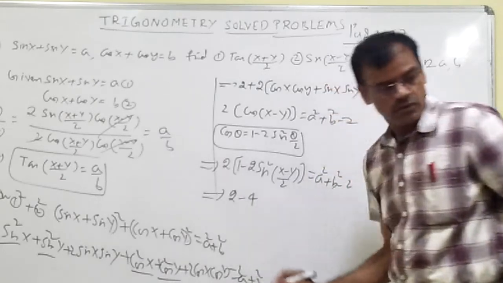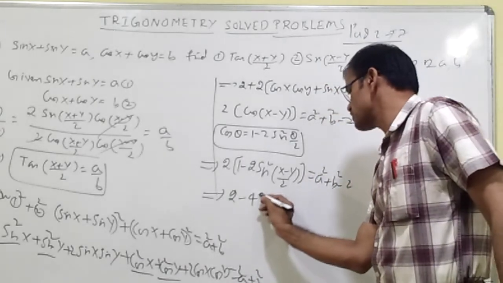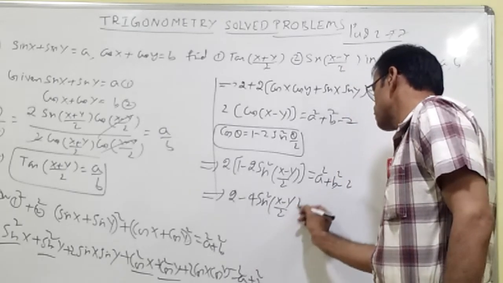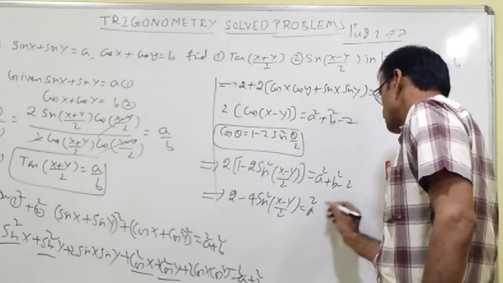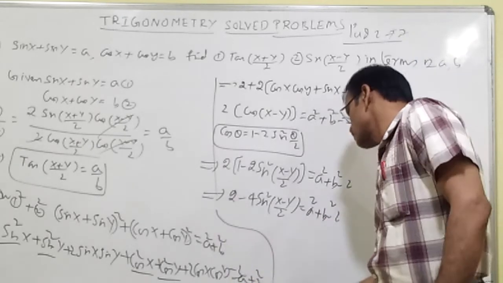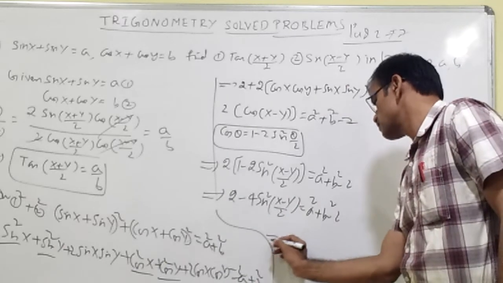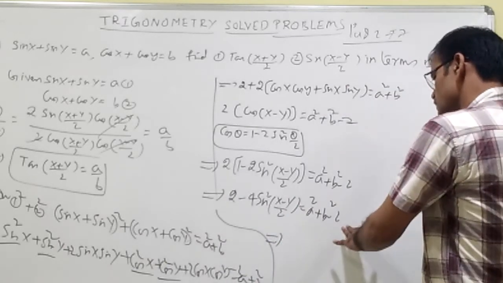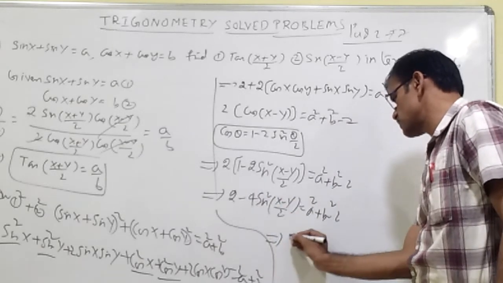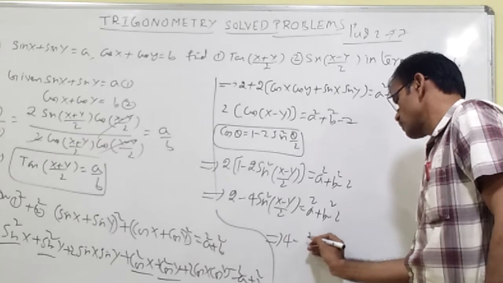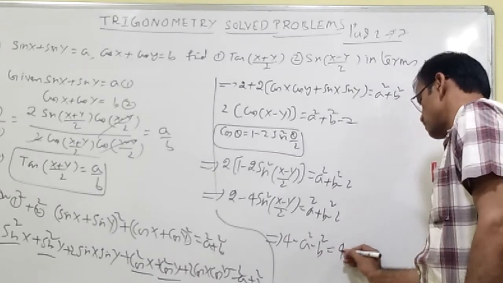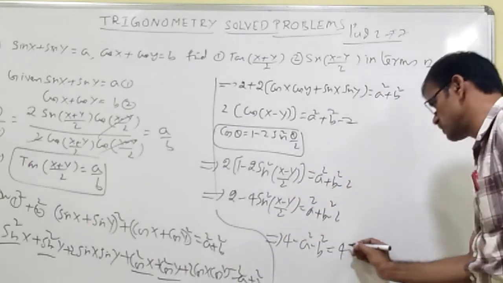2 minus 4 sin square of (x minus y) by 2, 2 minus 4 sin square of x by 2 is equal to a square plus b square minus 2. That implies, these terms taken this side: 2 minus 2 becomes plus, here 2 plus 2 becomes 4. Write like this, you get 4 minus a square minus b square is equal to this one taken this side.